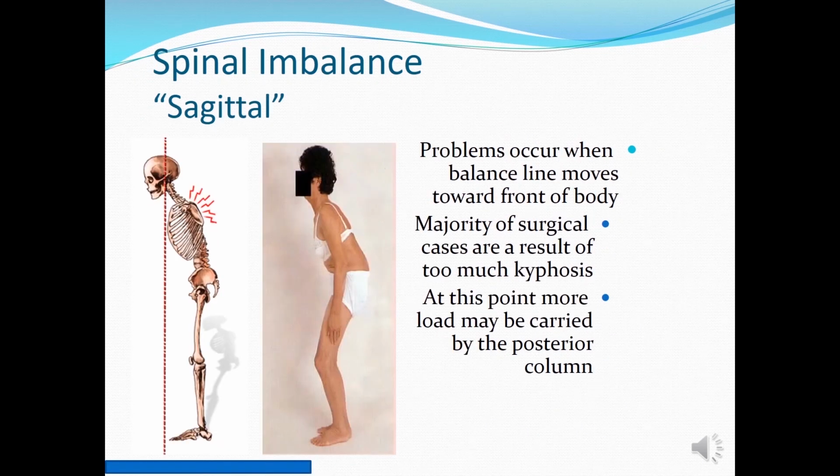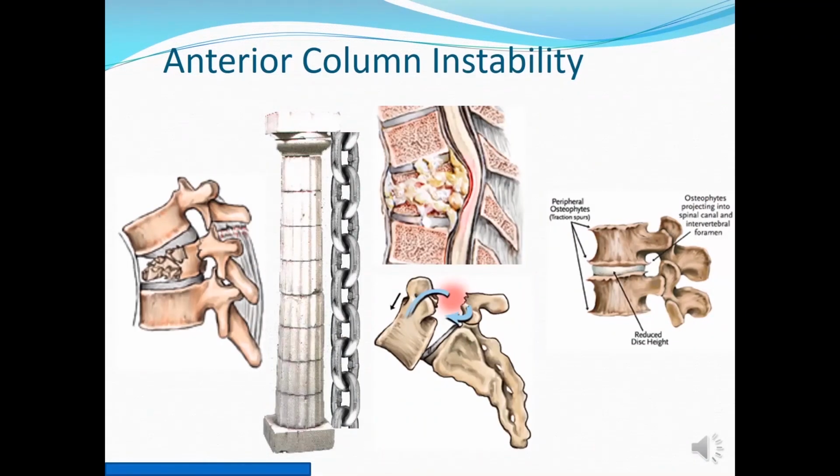The sagittal spinal imbalance is due to loss of anterior height of the vertebrae. Loss of the anterior height may be due to a fracture, or infection or tumor eroding the bodies, or failure of the posterior elements, like in Barre's defect and spondylolisthesis.